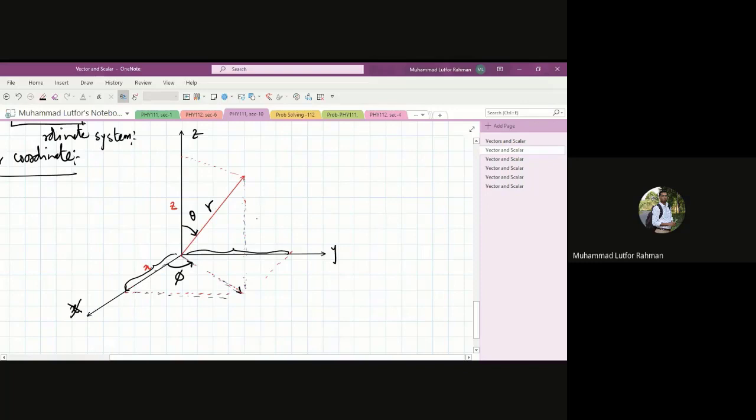Then there are some conditions actually. You can write down, say theta would be greater than or equal to 0 and less than or equal to pi, and phi would be greater than or equal to 0 and less than 2 pi. This is the case for the spherical coordinate system. And this theta is called the polar angle, measured from the z-axis, and the phi is called the azimuthal angle, located in the xy plane.